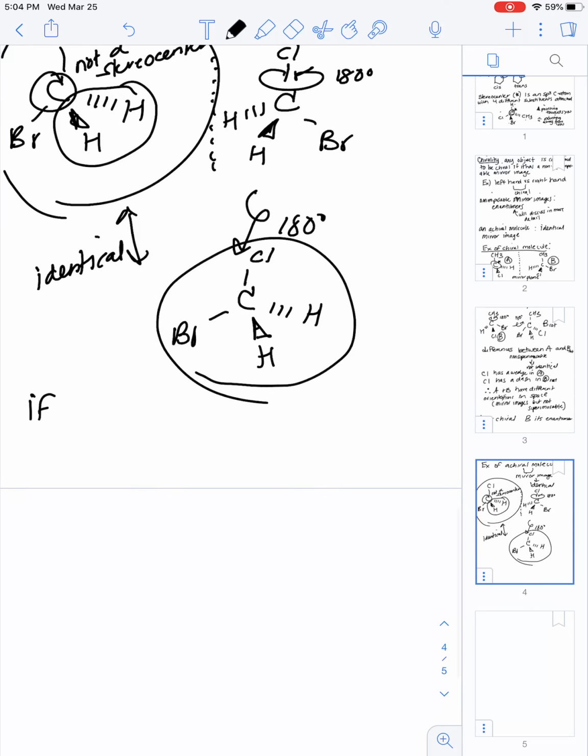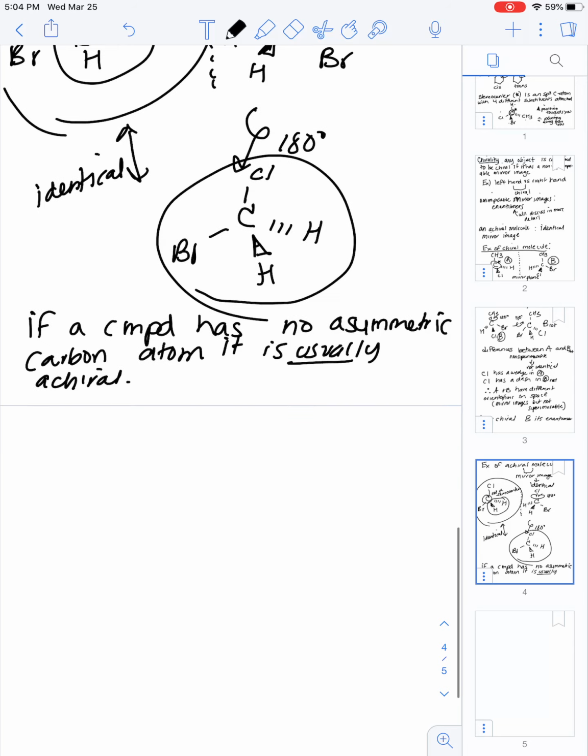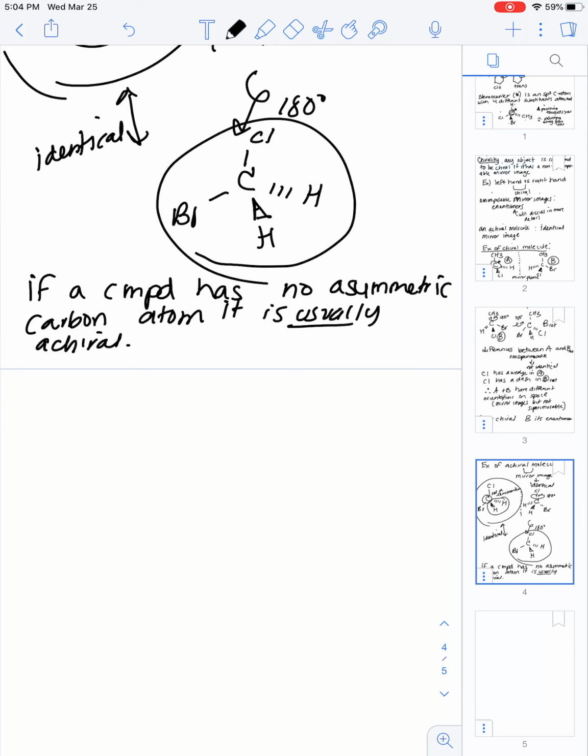So if a compound has no asymmetric carbon atom, so if it's not a stereocenter, it is usually achiral. So let's look at a few more examples of achiral molecules.